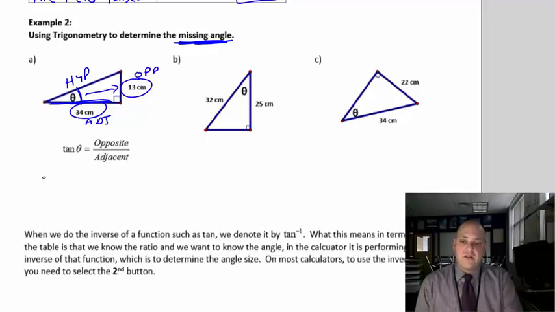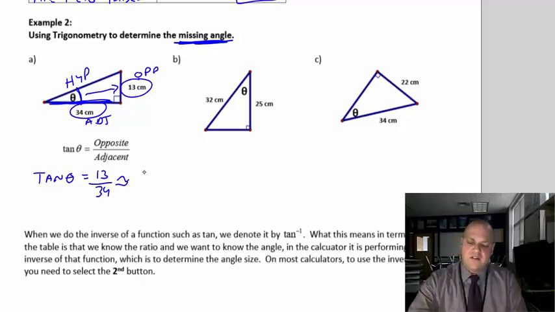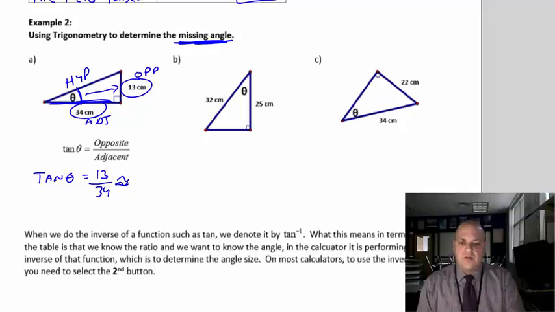So now tangent theta, we're just going to fill in what we know. Tangent theta equals opposite, which is 13, over adjacent, which is 34. So let's divide that. I did this ahead of time just to save us time, because if you had to type it in, we would just be wasting time. 13 divided by 34 is 0.3824.